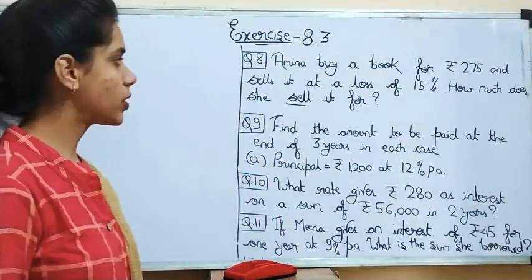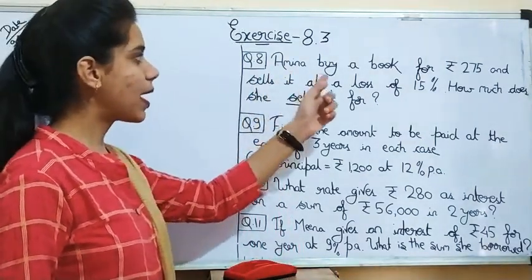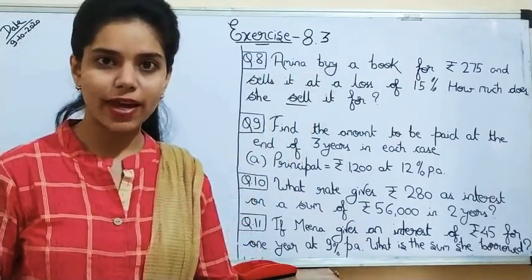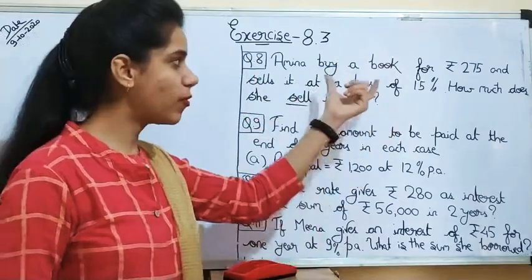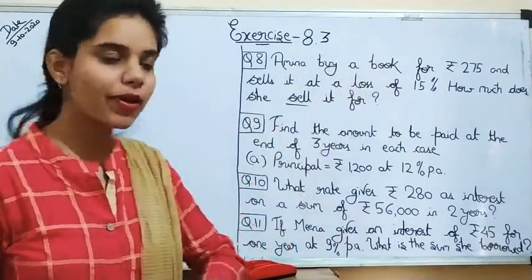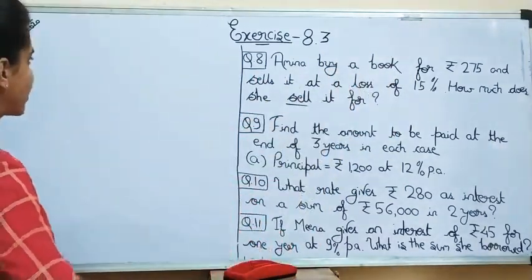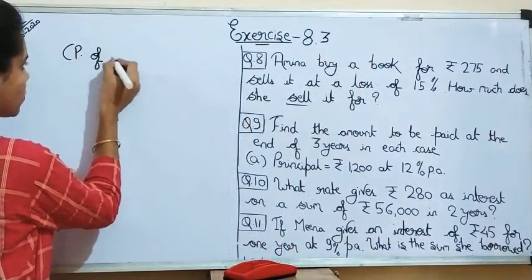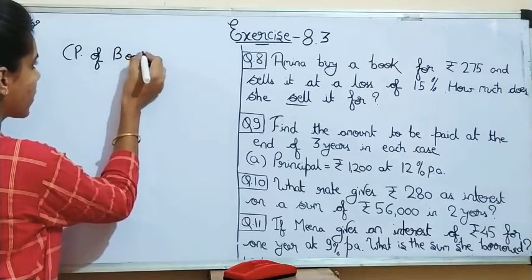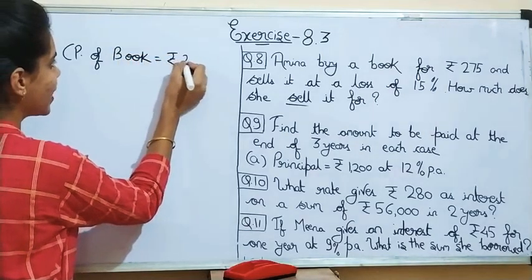Now let's move to question number 8. Amina buys a book for rupees 275. So what is the cost price of the book? It will be 275, because any item which we purchase, the price tells its cost price. So the cost price of the book will be rupees 275.